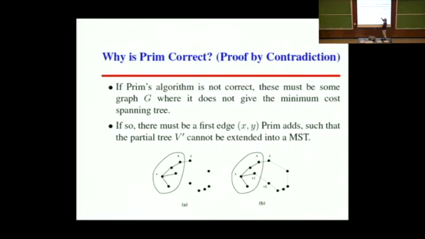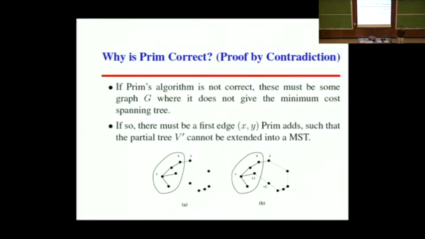Because if we looked at the edge that we added, your minimum spanning tree had to have an edge that I had a chance to add. I thought about adding it, but didn't. And since I picked the one of lowest weight, by replacing the one you had with the one I had, that would do it.